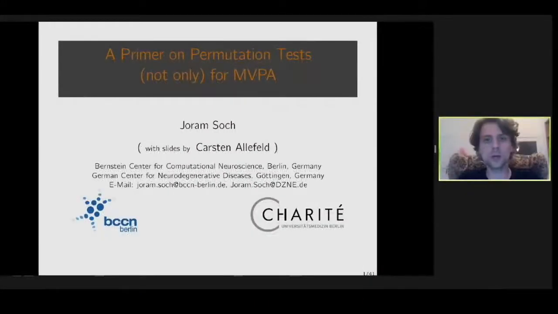In this session, we're going to deal with permutation tests for multivariate pattern analysis, but not only for MVPA, because I'm also going to elaborate a little bit on the general principles of permutation tests.